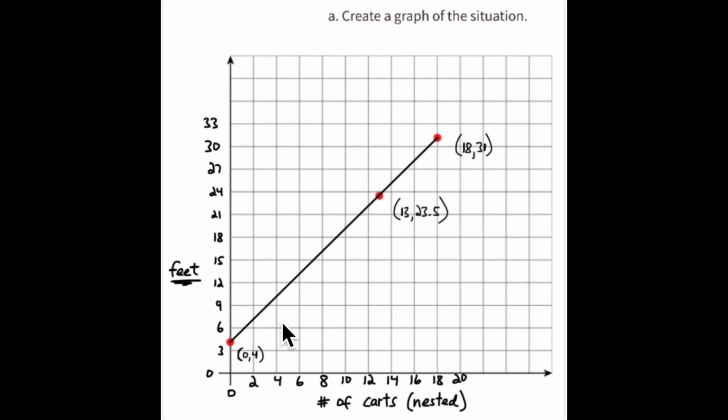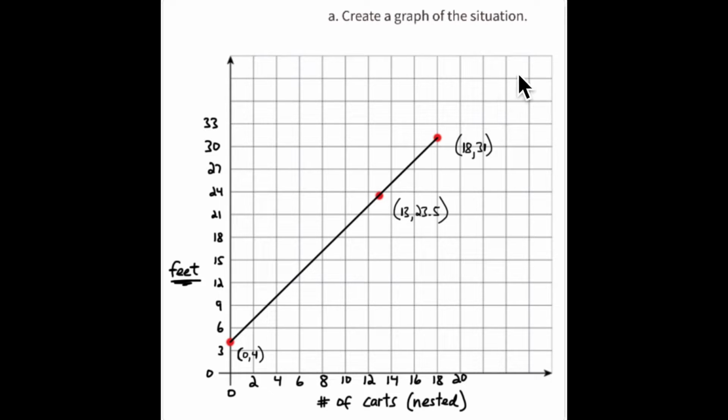So 2 carts, this is 1 foot above the grid line because it increases 3 feet. So I'm starting out 1 foot above the grid line, so the 4 feet, it's 1 foot above 3 feet. So this goes out 2 carts, increase 3 feet. So this is 7, this is 10, this is 13, this is 16, 19, and so on. So 1 foot above the grid line.